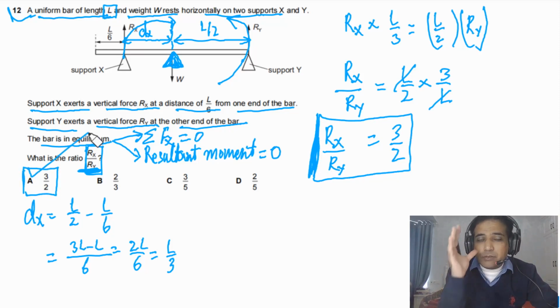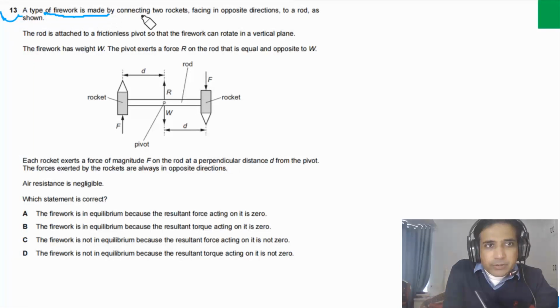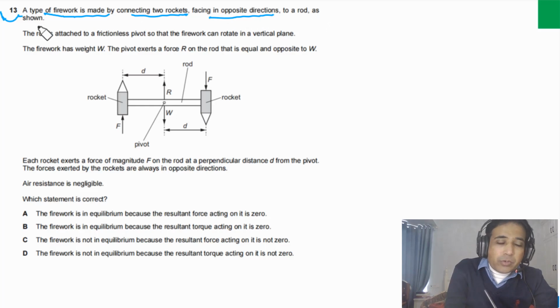Pretty straightforward question. Just read the question carefully. You will be able to find the answer. Question 13 says, a type of firework is made by connecting two rockets facing in opposite directions to a rod as shown in the figure.